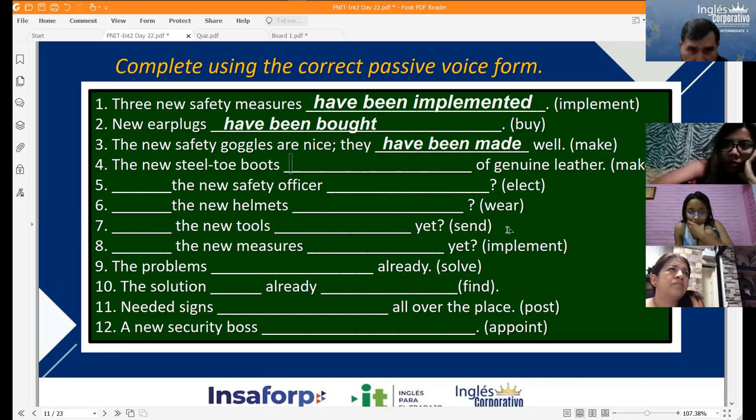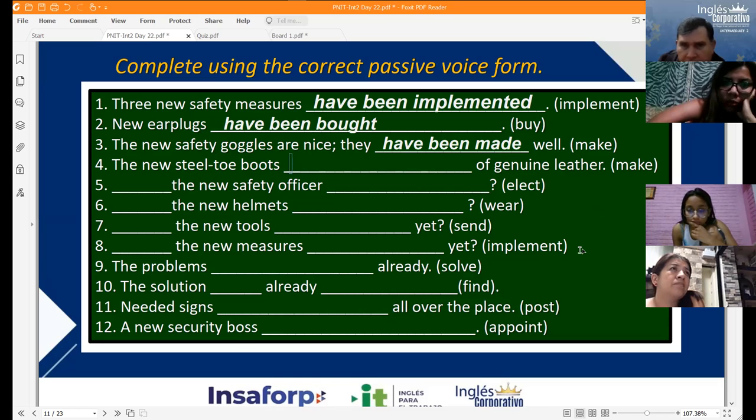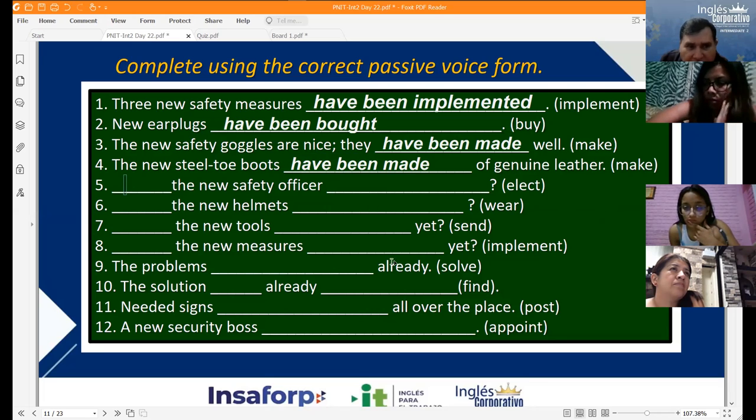Number four. How did you do number four? New steel tube boots have been made of... New leather. Excellent. Have been made of genuine leather. Genuine leather. Number five, question.